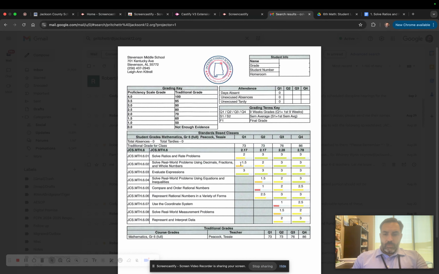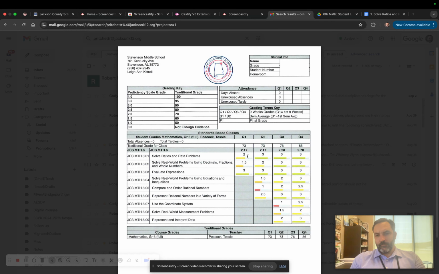On scale 2, the student scored 1.5, which would be a 60. And on scale 3, evaluate expression, the student scored 3, which is a 90. Now, we put two averages up here. The gray one that's by jcs.mth.6, that's the average of the proficiency scales. So 2, 1.5, and 3 averages to 2.17.